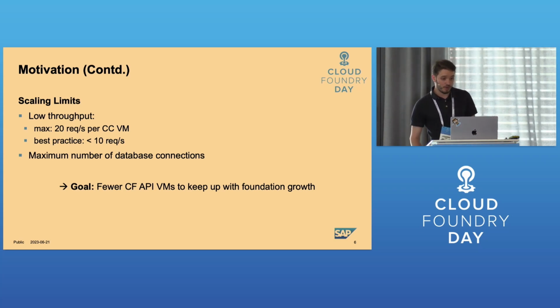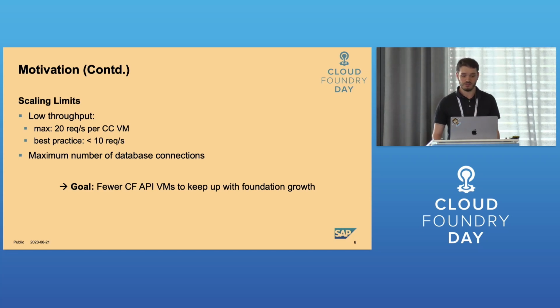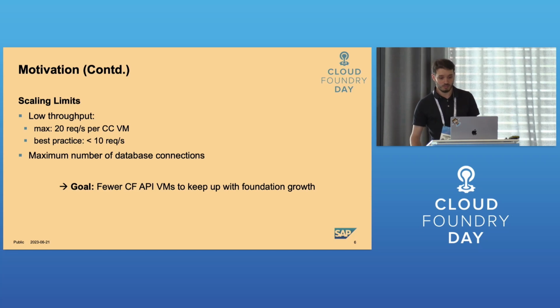At the bottom line, the main motivation for us in ramping down the v2 API is that if we can reduce the number of CF API VMs, we can keep up with the growth of our foundations. Also, if we have fewer CF API VMs, of course, we can reduce costs or better handle AZ outages. And of course, we can also focus our development effort on the v3 API. So this sounds all quite good, right? So why not just switch it off and that's it?